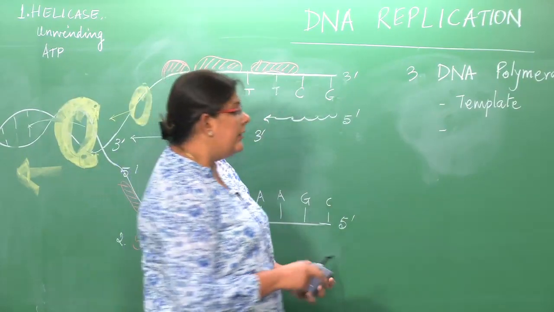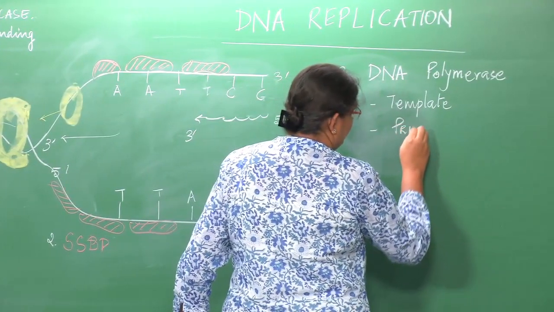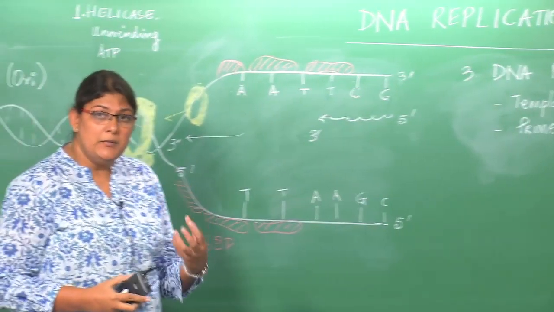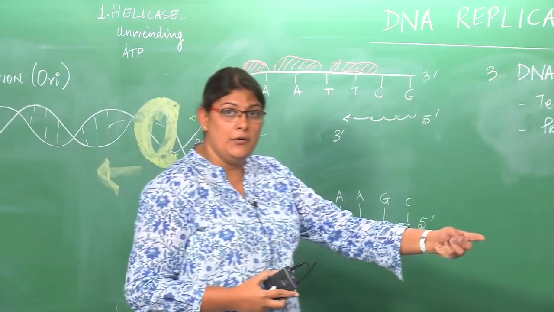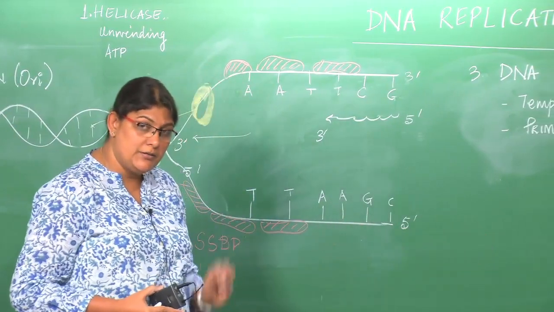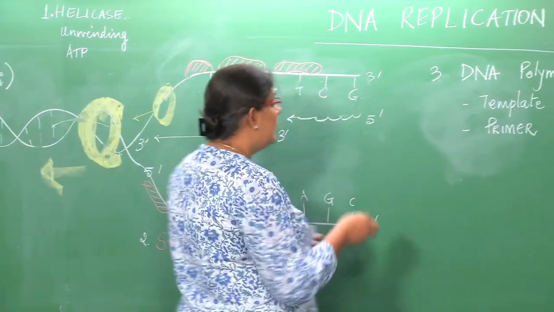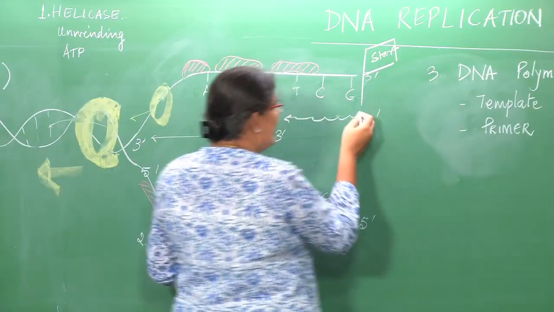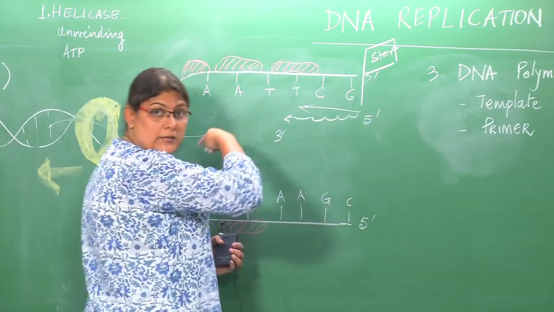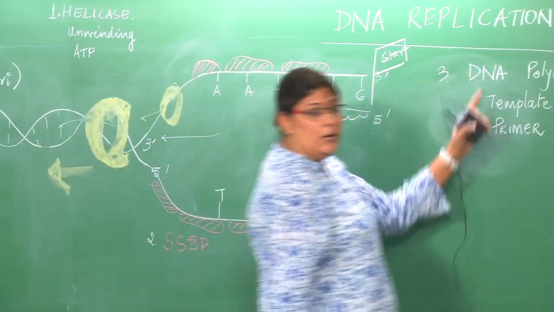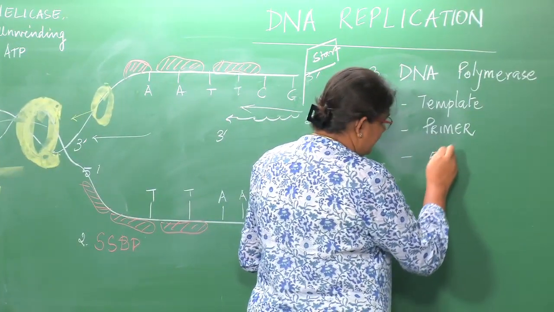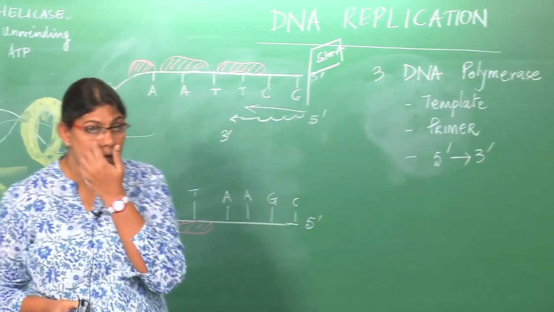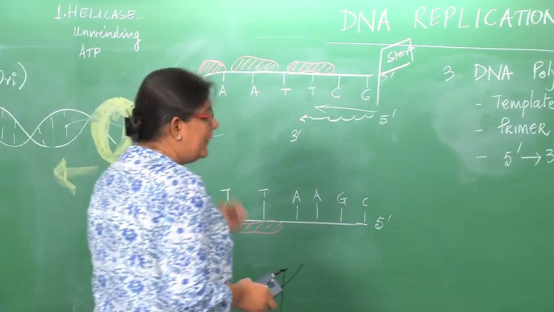The second, it requires a primer, all right. So, it needs something to go and tell it that from there you need to start adding the nucleotides. So, it has to have some sort of an indicator which will tell us that from here you need to start adding nucleotides in a certain direction. And DNA polymerase always adds nucleotides in a 5' to 3' direction. Okay. So, basically this is a requirement of a DNA polymerase.